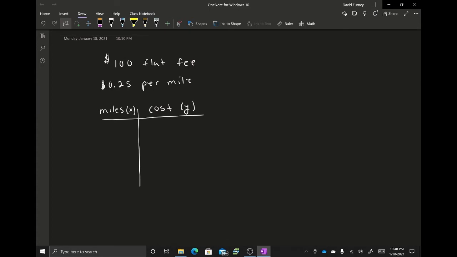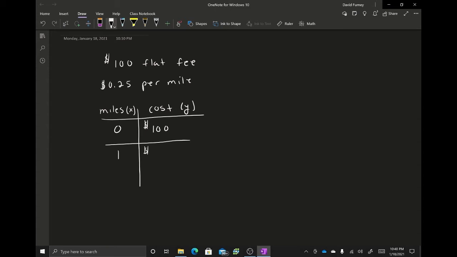Now what happens if Jax drives 0 miles? That's where that flat fee comes in. The flat fee is independent of the mileage, which means Jax is going to be charged $100 if he rents the car and goes nowhere. Now that's crazy. We all know if you're going to rent a car, you intend to drive somewhere. So now we need to start adding on the mileage. What happens if Jax drives 1 mile? Well, that 1 mile is going to cost an additional 25 cents, but that 25 cents is on top of the $100 that's already there.